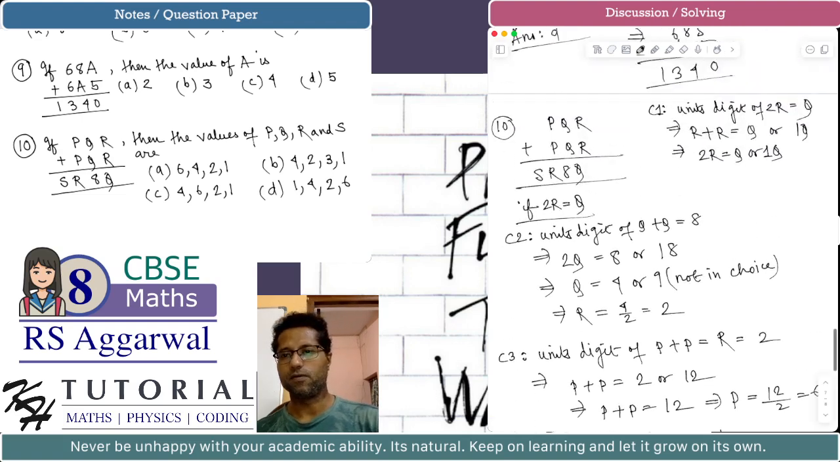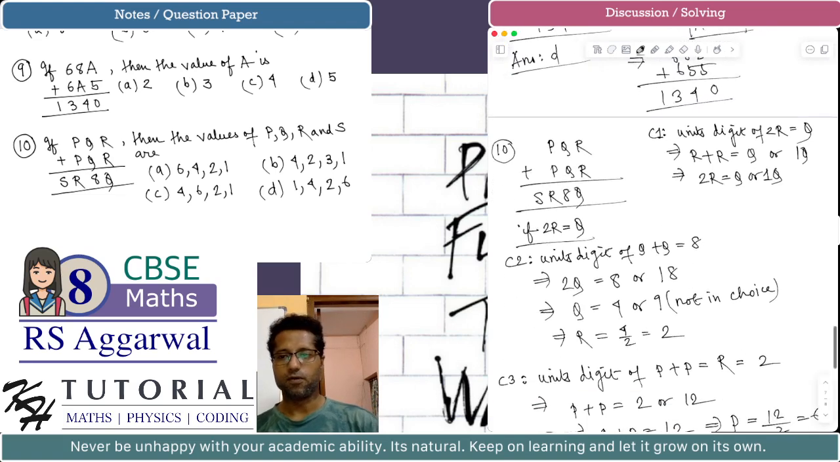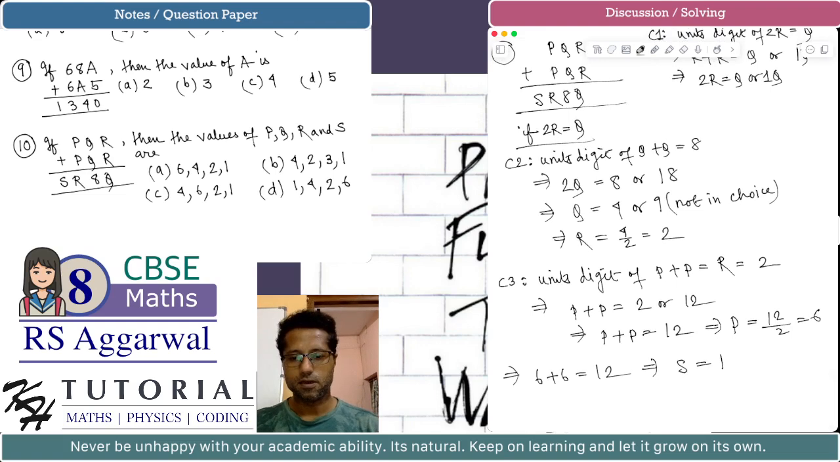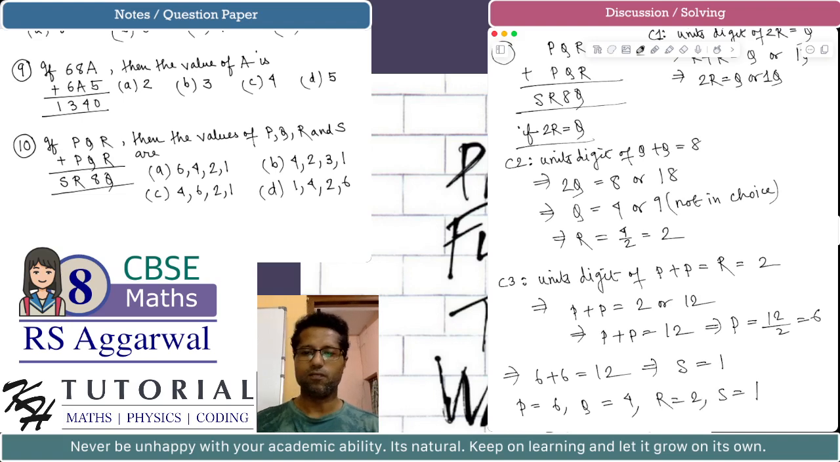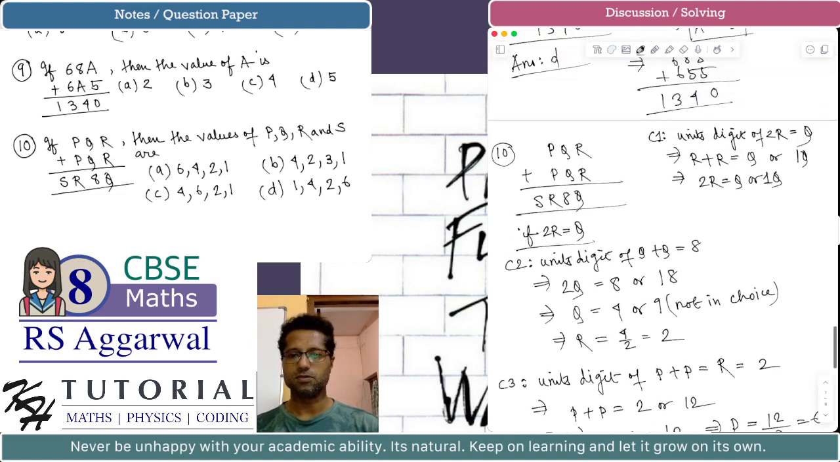From the very first result that twice r is equal to q, if we consider twice r equals q, from that assumption we get the solution as p is equal to 6, q is equal to 4, r is equal to 2, and s is equal to 1, from the assumption that twice r equals q.